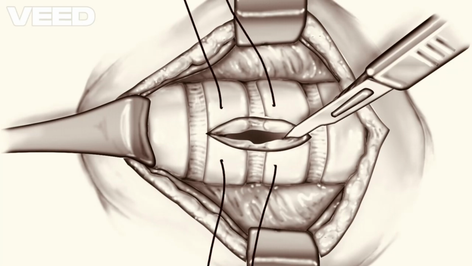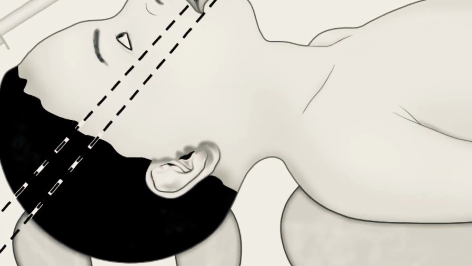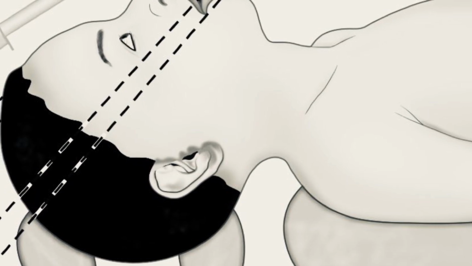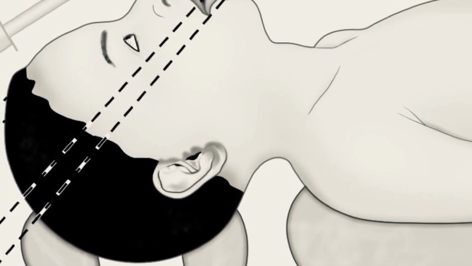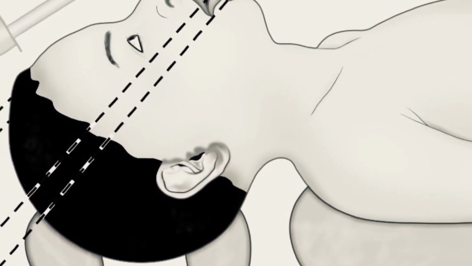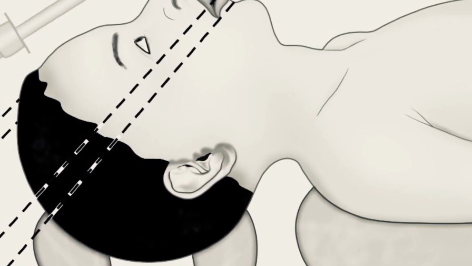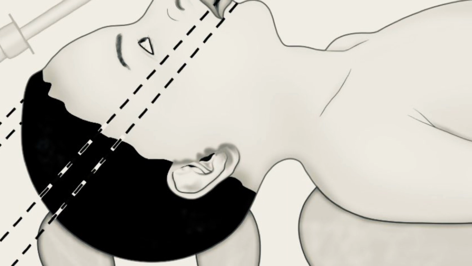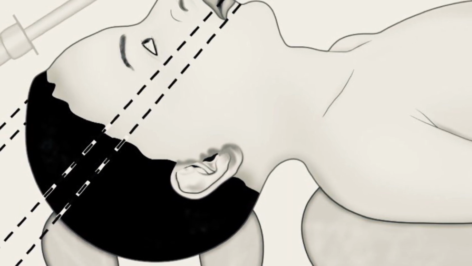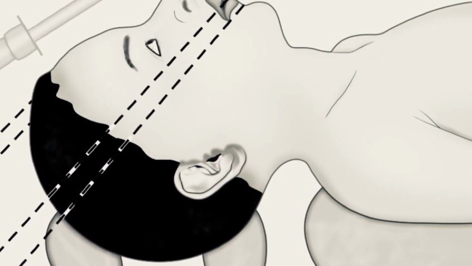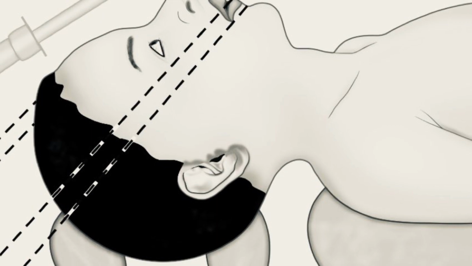Proper positioning is critical. The infant is placed in a supine position with the neck extended. This is usually achieved by placing a rolled towel or a gel pillow under the shoulders. Overextension should be avoided as it can increase the risk of injuring the great vessels near the root of the anterior neck. In adults, a horizontal incision is typically made midway between the cricoid and sternal notch.